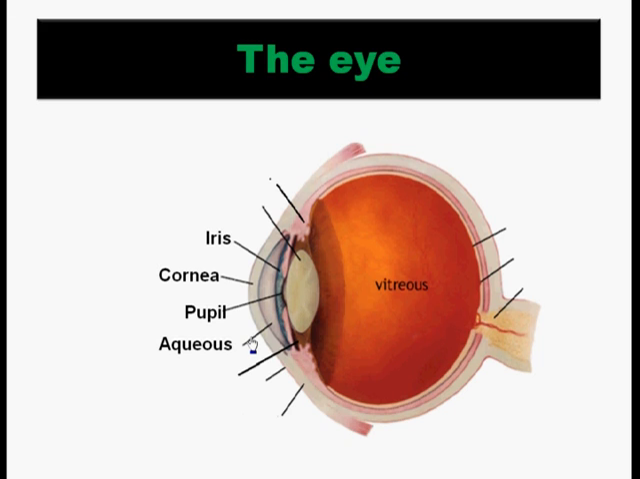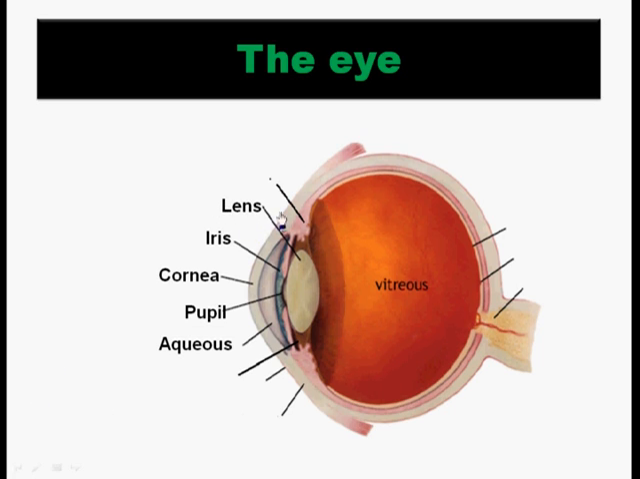And it also helps to maintain the shape of the eye, both it and the vitreous humor. So the vitreous humor and the aqueous humor both assist in refraction of light, and they help to keep the eyeball shaped.